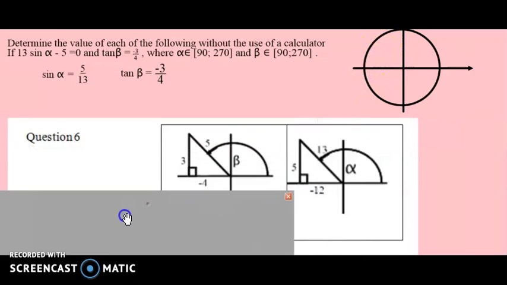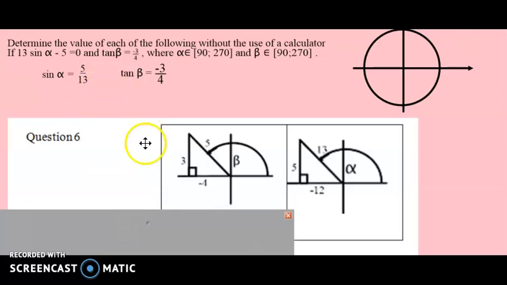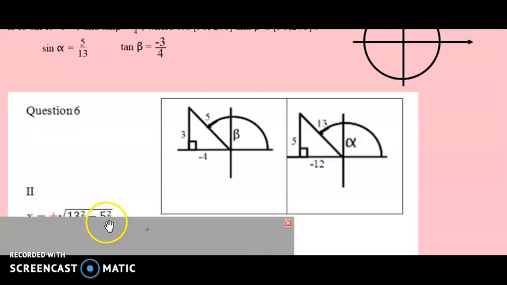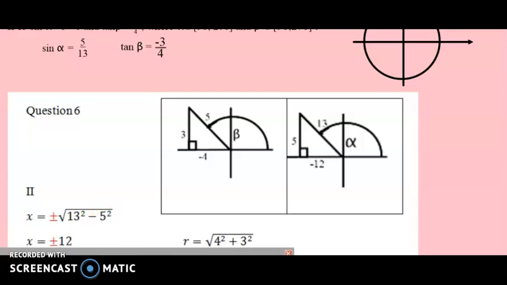Now I draw my pictures and I need to calculate the x value for the sine, and I must calculate the r value for the tan ratio. So in the sine one, I will have the square root of 13 squared minus 5 squared. My answer could be positive or negative x. But because it's in the second quadrant, I will have a negative x value. So my x value will be negative 12 for the alpha ratio.